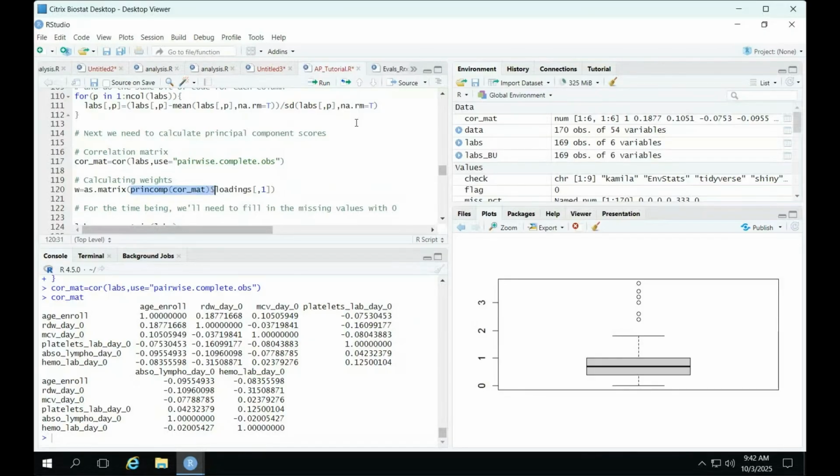And really what I'm interested in are what we call the weights, or loadings, that represent how much each individual variable provides information about the same linear projection. So if there's one underlying trait representing inflammation response, how does age contribute? How does RDW contribute? How does MCV contribute?